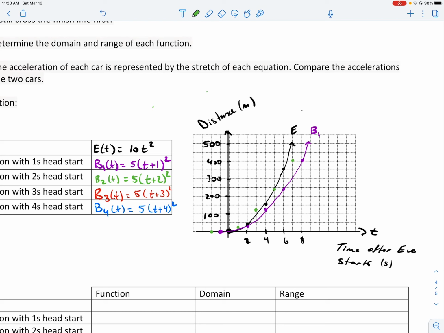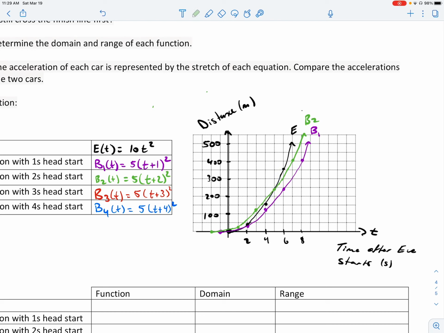Okay, so I'm going to neatly draw through here. I know it looks a little bit funny. That's B2. Okay, so you can see that Byron looks like he's ahead in the 2 second race, but then right around here, Eve actually comes through and passes.